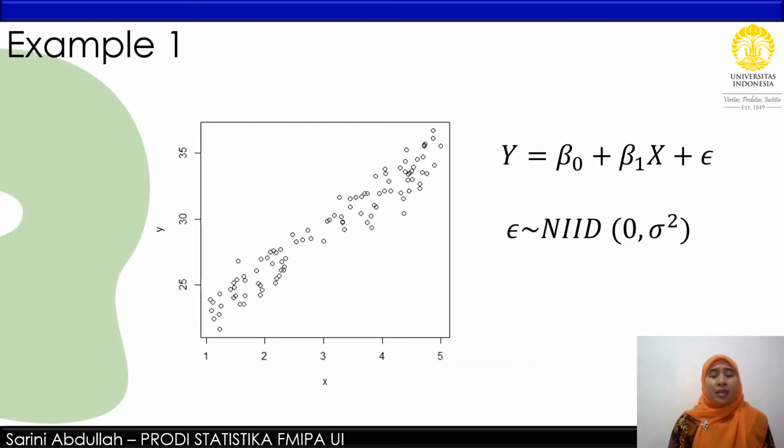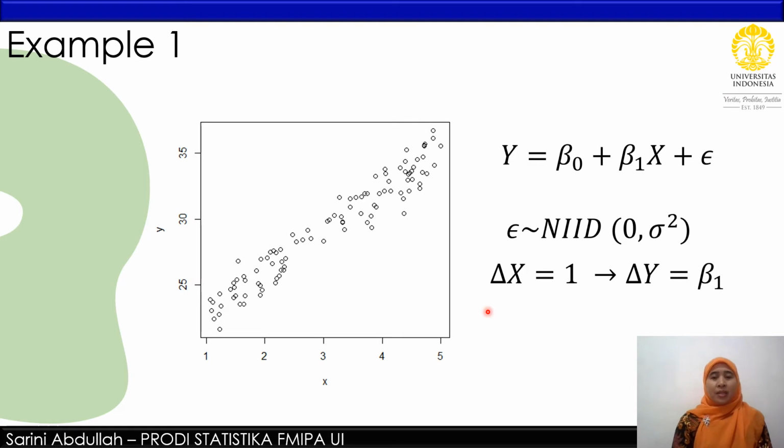Now we look at some examples of linear model. So here let's say we are given this kind of data, and then our mathematical background tells us that this is just a linear function. Y is a linear function of x. So it's simple that we propose this model with this assumption.